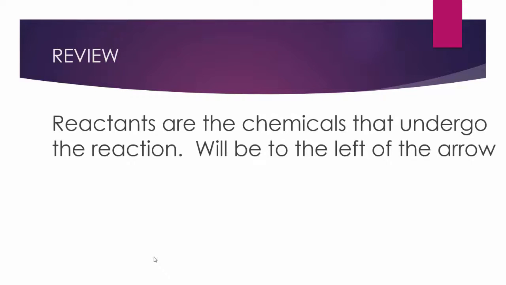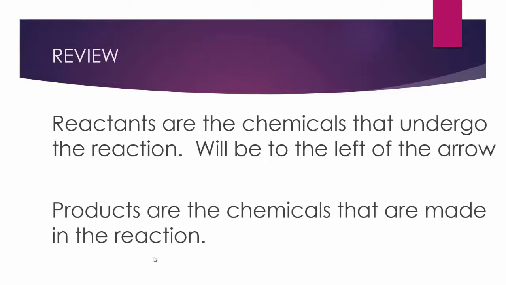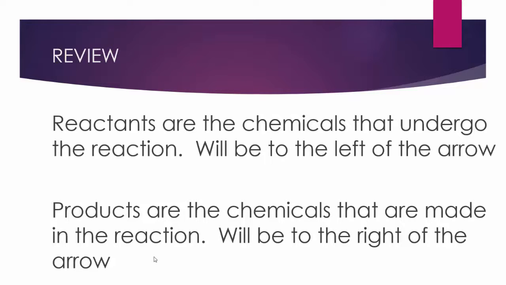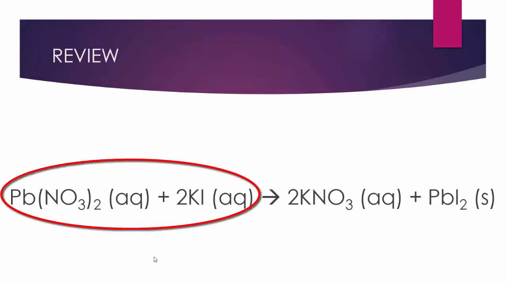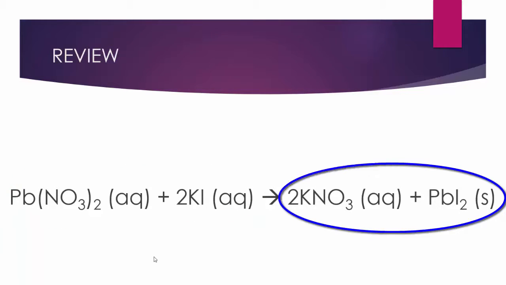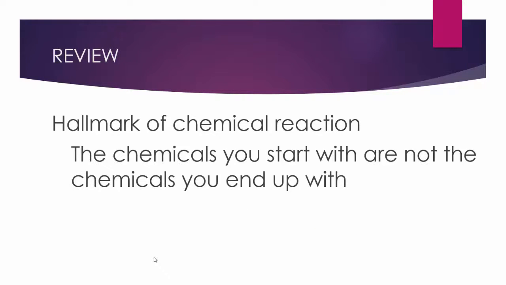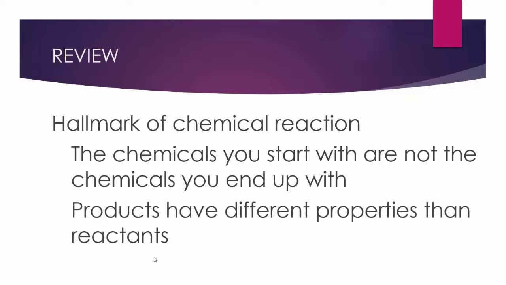To review, the reactants are the chemicals that undergo the reaction. They will be to the left of the arrow. The products are the chemicals that are made in the reaction. They'll be to the right of the arrow. So for example here, the lead(II) nitrate and the potassium iodide are the reactants. The potassium nitrate and the lead(II) iodide are the products. The hallmark of a chemical reaction is the chemicals you start with are not the chemicals you end up with. The atoms get rearranged, and the products will have different physical and chemical properties than the reactants.